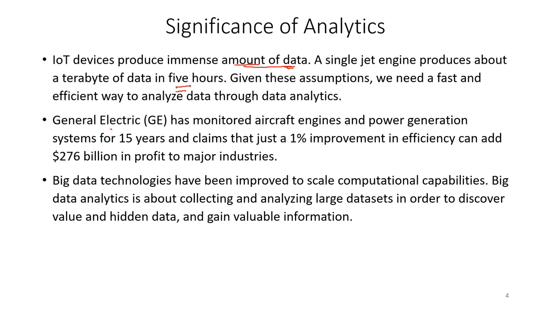One real world example comes from General Electric. They have been monitoring their aircraft engine and power systems for about 15 years. And their analysis shows that even a 1% improvement in efficiency would enable them to get 270 billion dollars in profit, and this is a big thing.